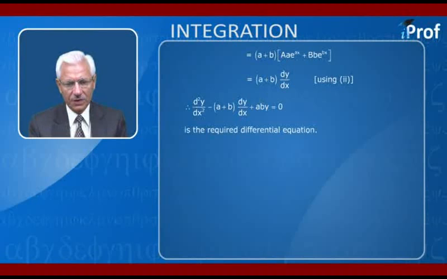Therefore it is equal to (a + b) times dy/dx. Hence, d^2y/dx^2 - (a + b) dy/dx + ab y = 0 is the required differential equation.